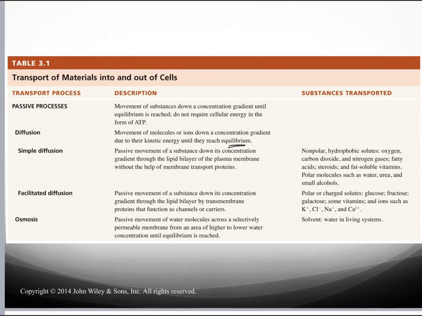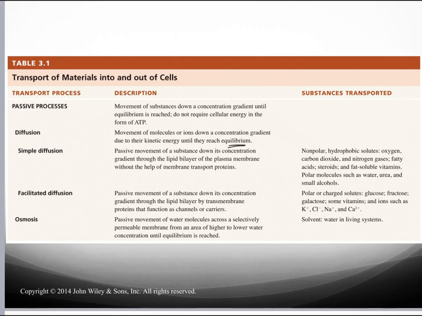Facilitated diffusion is passive movement of substances down their concentration gradient through the lipid bilayer with the help of transmembrane proteins that function as channels or carriers. So these are those charged ions that we were talking about: polar or charged solutes like glucose, fructose, some vitamins, and our main ions, potassium, chloride, sodium, and calcium.